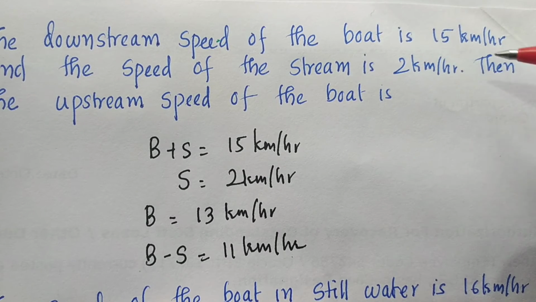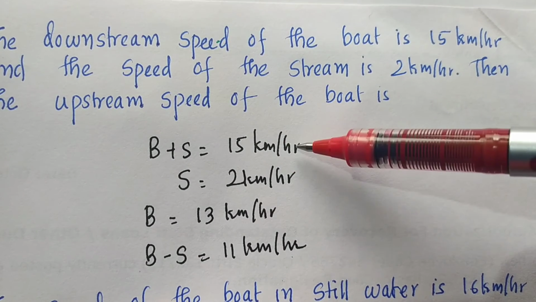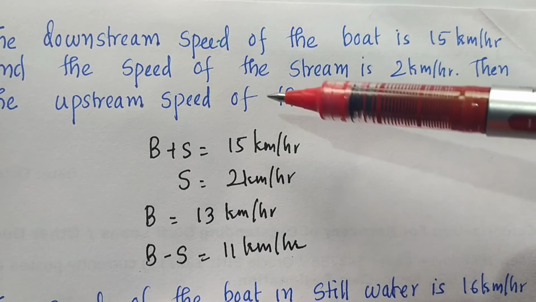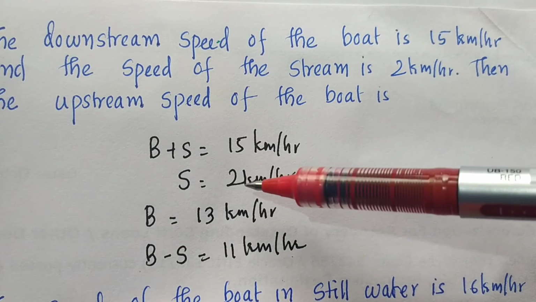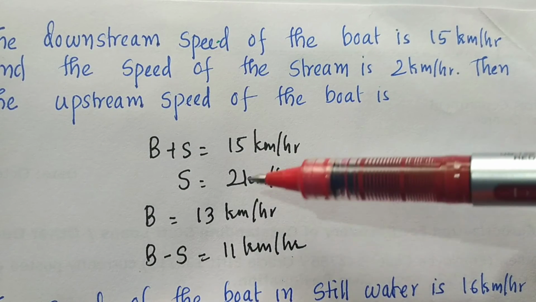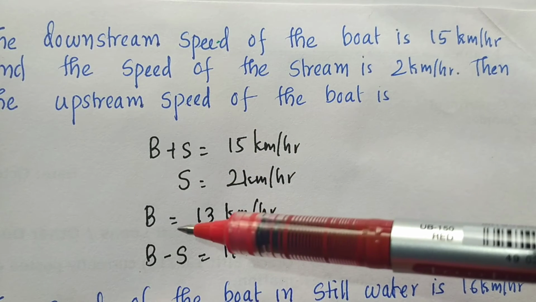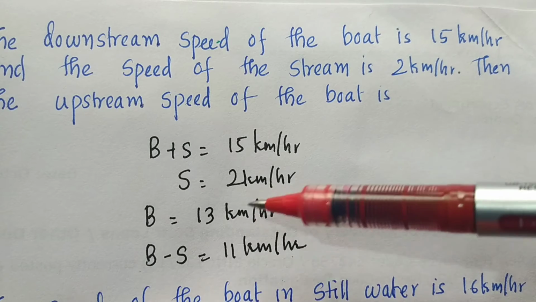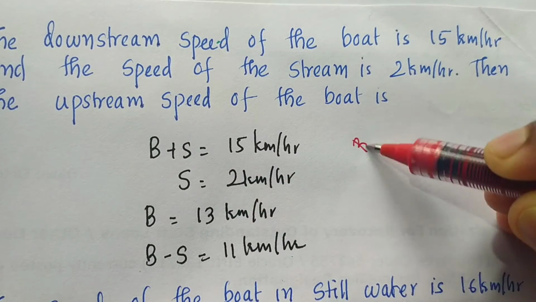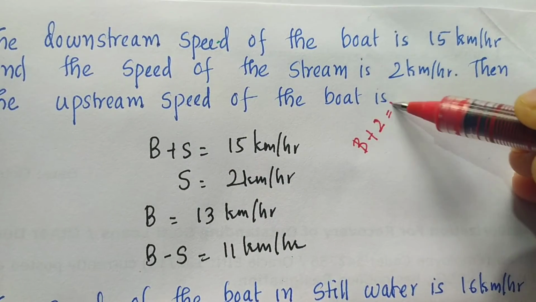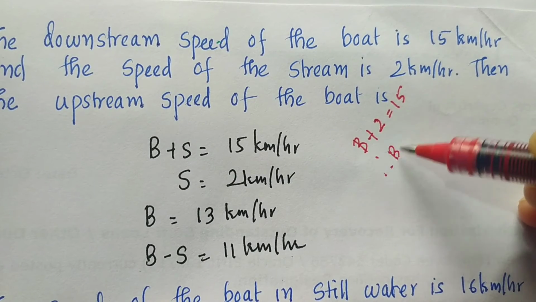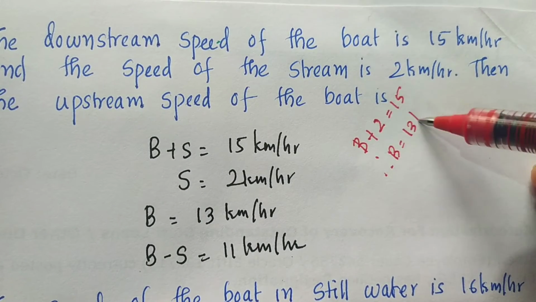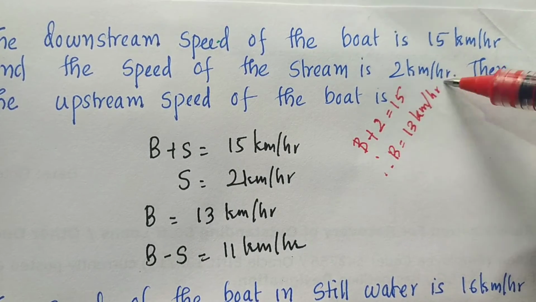Here we are given the downstream speed, that is B plus S, which is equal to 15 km per hour, and the speed of the stream is also given, which is 2 km per hour. So from this we can easily find out the speed of the boat. We just have to put this 2 in this equation. B plus 2 is equal to 15. So B will be 15 minus 2, 13 km per hour.